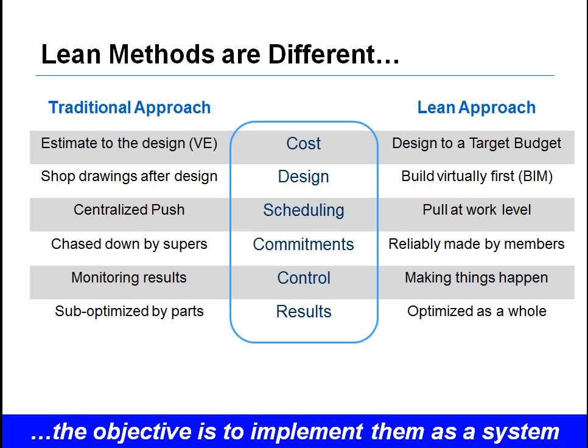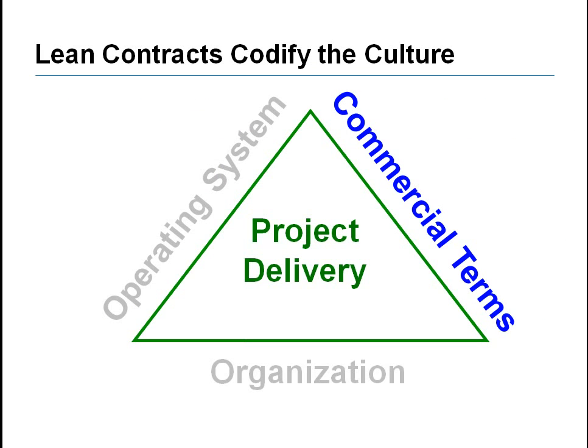To answer that question, we need to look at the final leg of the lean triangle, commercial terms. The contract, in essence, codifies the project culture and influences the behavior of the project team members. So how is contracting different in lean construction?